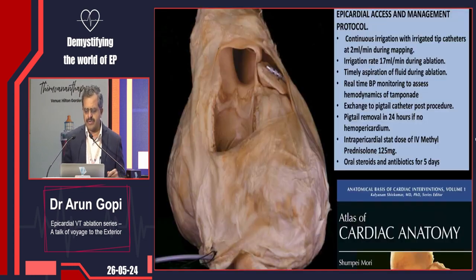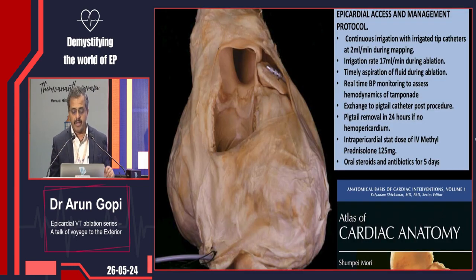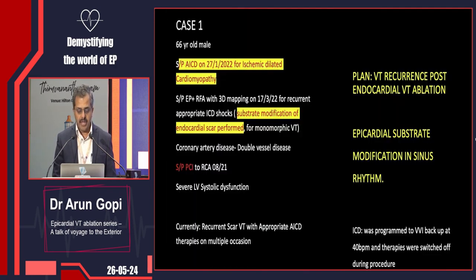Our conventional protocol is always to have mapping. During the mapping time, we use 2 ml irrigation, and during ablation, 17 ml per minute irrigation. Aspiration of fluid during the ablation procedure, continuous hemodynamic monitoring, put a pigtail at the end of the procedure, remove the pigtail if there is no hemopericardium at the end of 24 hours, and intrapericardial methylprednisolone 125 at the end of the procedure, oral steroids and antibiotics for 5 days. I'll come to the cases.